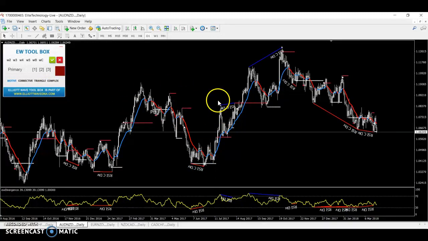So you'd see a strong wave 1 push up, wave 2 down, wave 3 up, wave 4 down, and then the wave 5. So looking at this, you can take a look. 1, 2, 3, 4, 5, followed by the ABC.